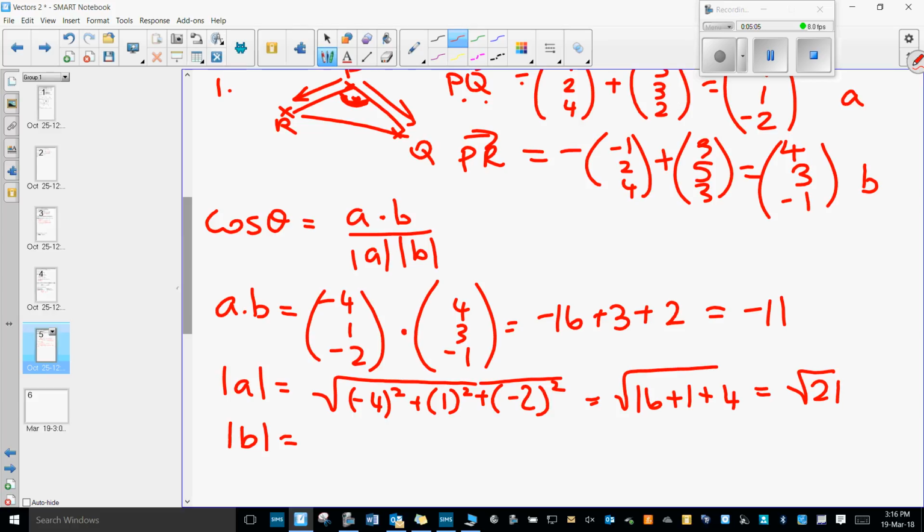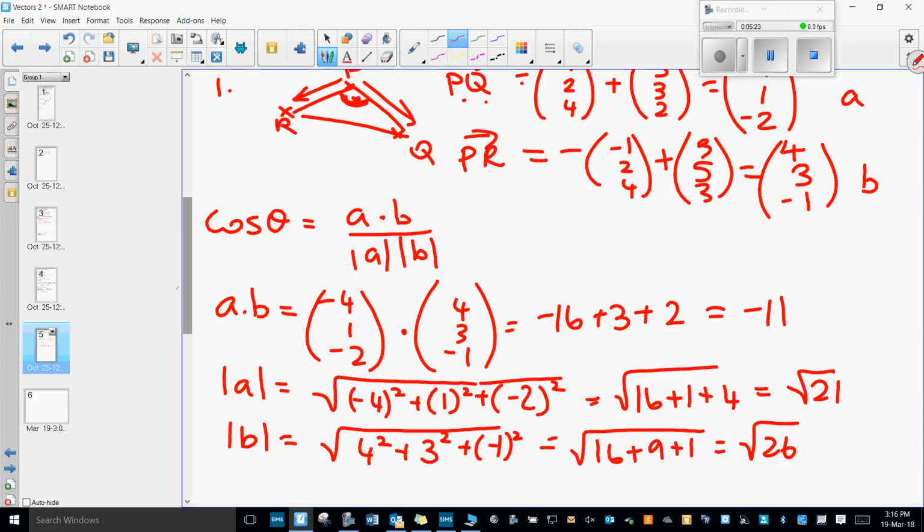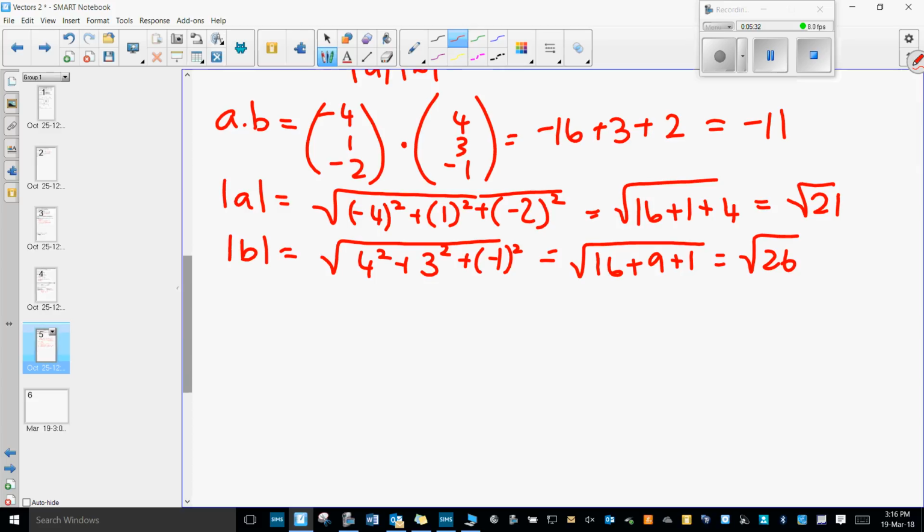Now for B, this is going to be 4 squared plus 3 squared plus negative 1 squared. 4 squared is 16, 3 squared is 9, and negative 1 squared is 1. 16 plus 9 is 25, plus 1 is 26. So cos theta is going to be negative 11 over root 21 times root 26. So theta would be the inverse cos of that.